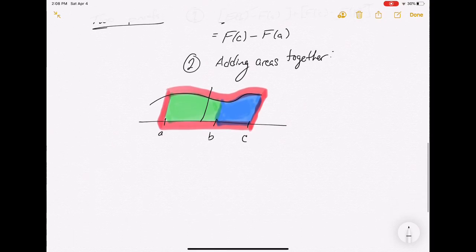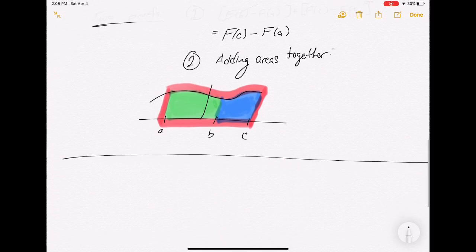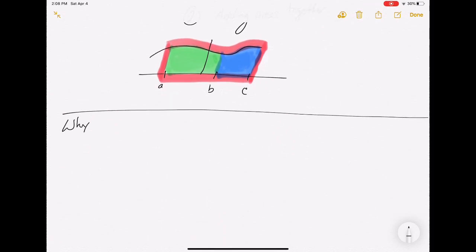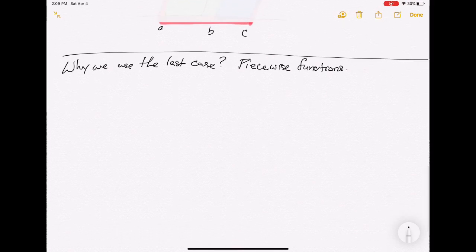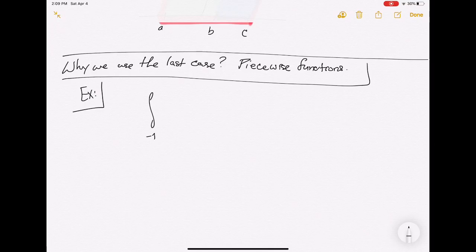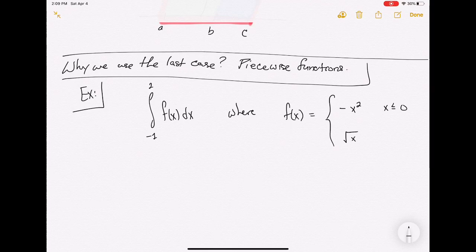Okay, so let's just try one of those cases, this last case, and see if we can figure out how it works. The real reason why we use the last case is piecewise functions. You'll remember we've been working with continuous functions for so long that it's going to feel like piecewise functions don't exist, but of course they do. So here's a good example: the integral from -1 to 2 of f of x dx, where f of x is defined piecewise as -x squared when x is less than or equal to 0, and it equals the square root of x when x is greater than 0.